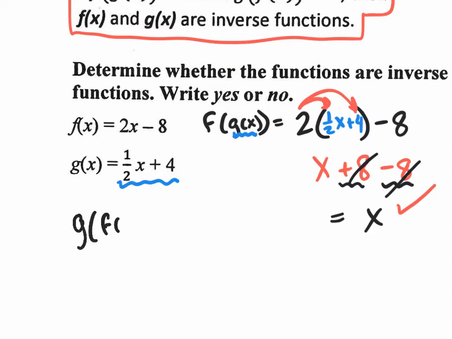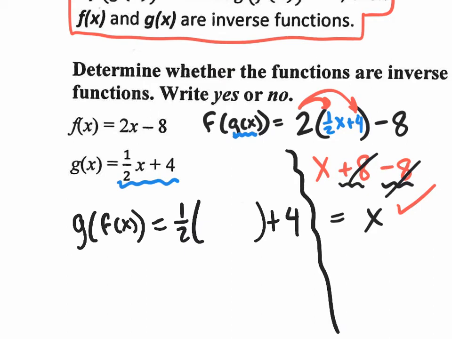G of f of x. So let's plug in our f of x into our g of x function. So our g of x function reads 1/2 parenthesis x plus 4. So instead of the x, we put parentheses. And we're taking the f of x function and plugging it right in there. So you have a 2x minus 8 right in there.